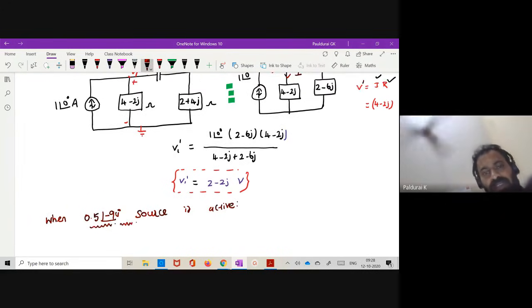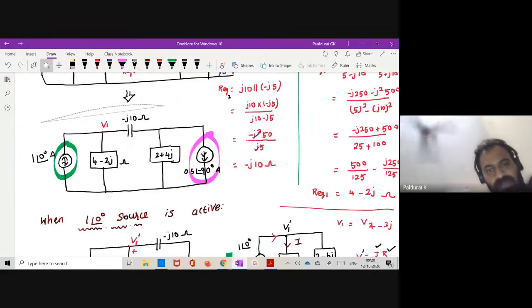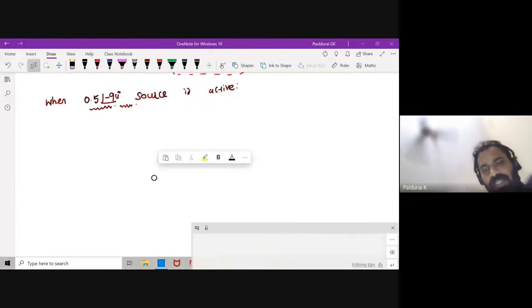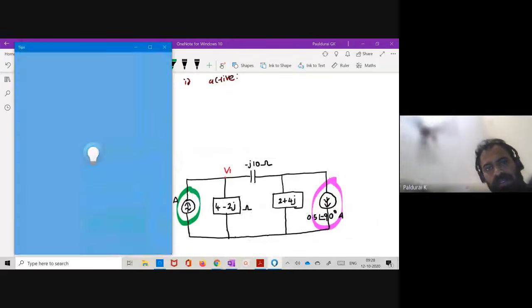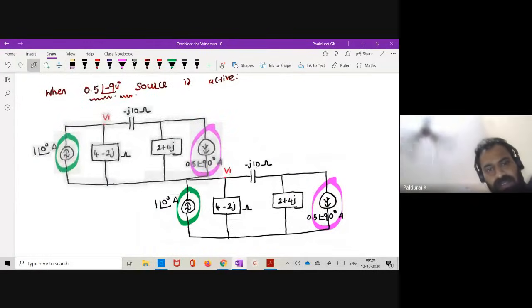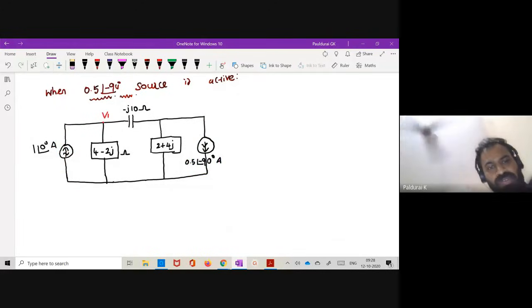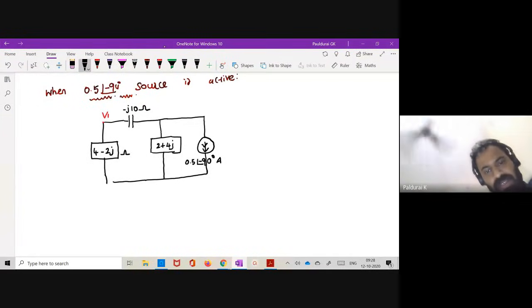Okay, let me copy this. Yeah, paste it here. Okay, so this time I want to activate this one. So you want to replace this one by open circuit. Okay, and now this time, this is V1 double dash. So this time, what is the formula to calculate V1 double dash?